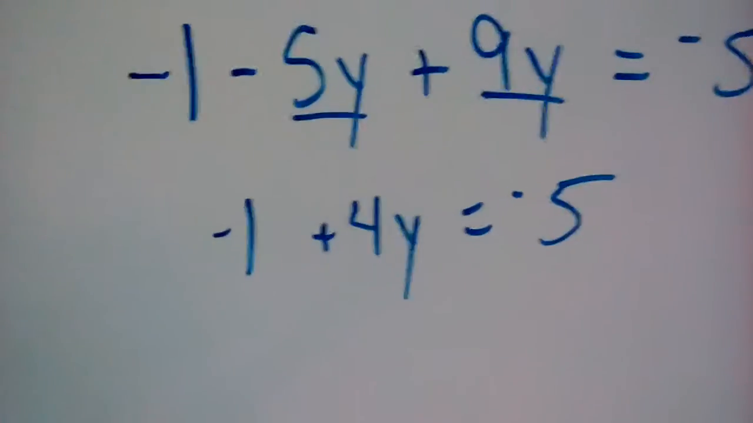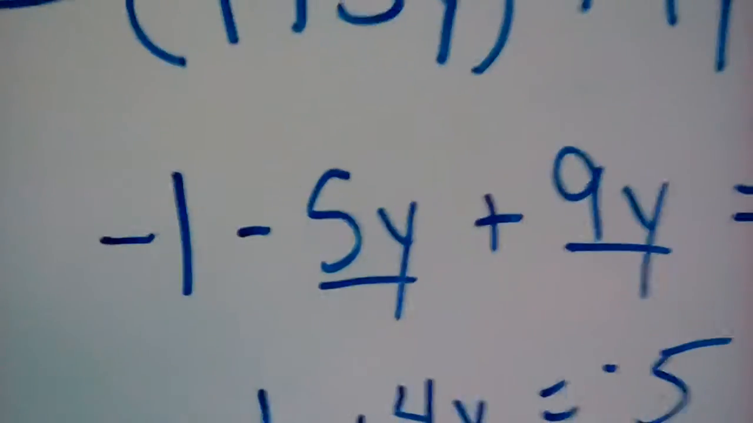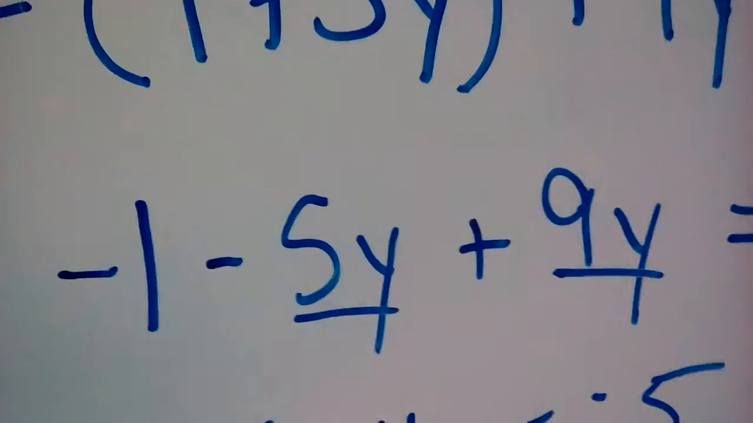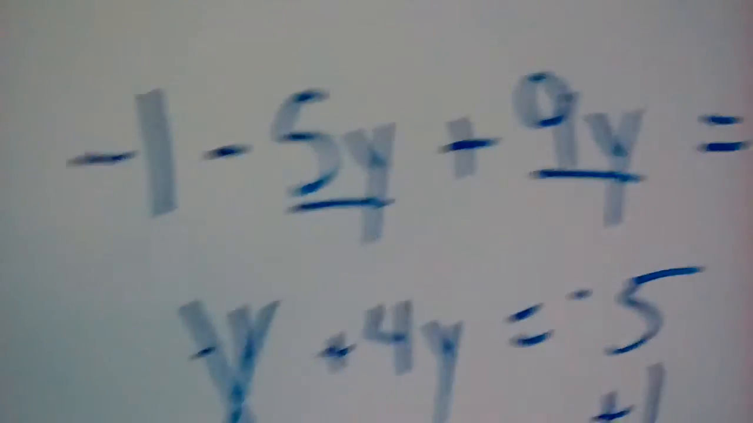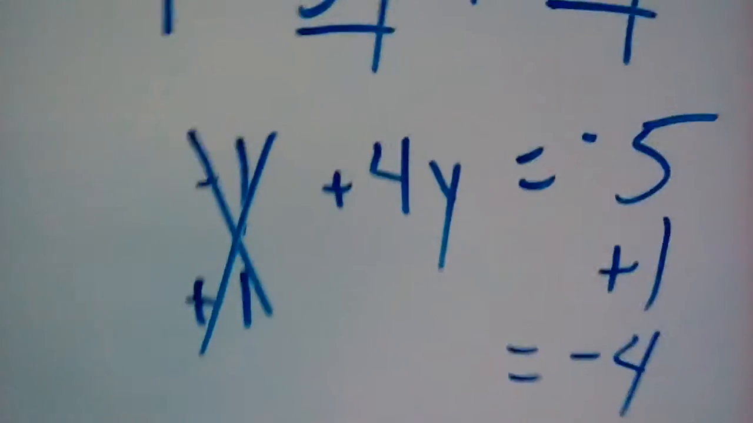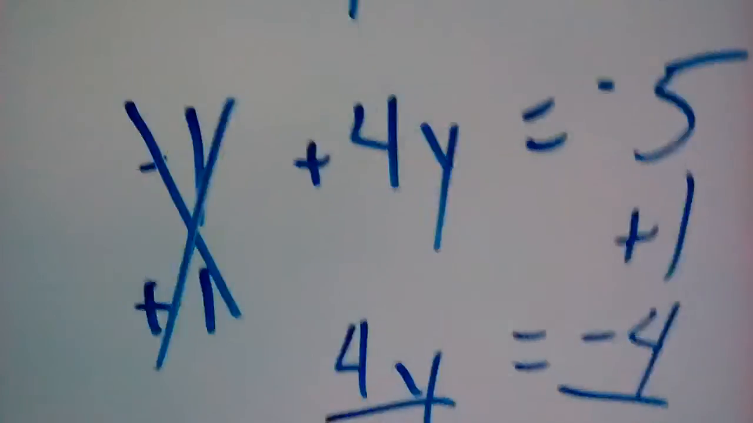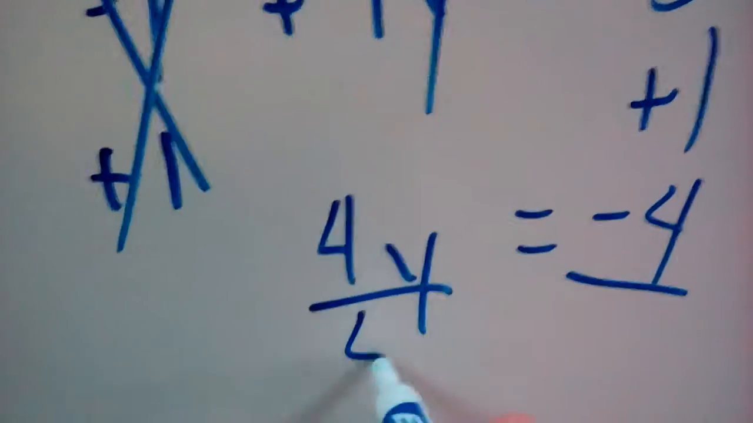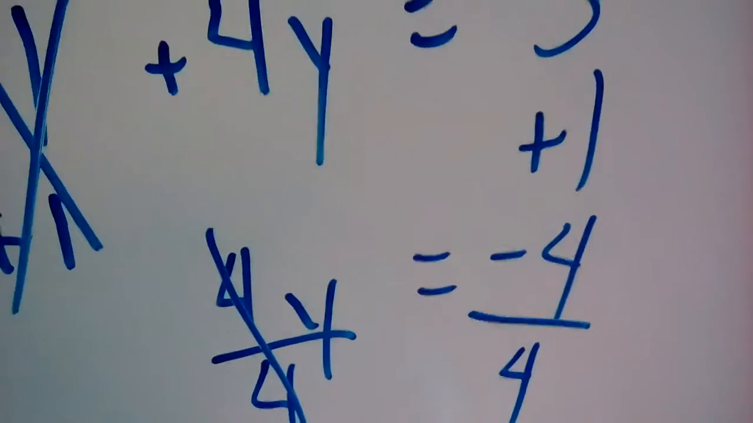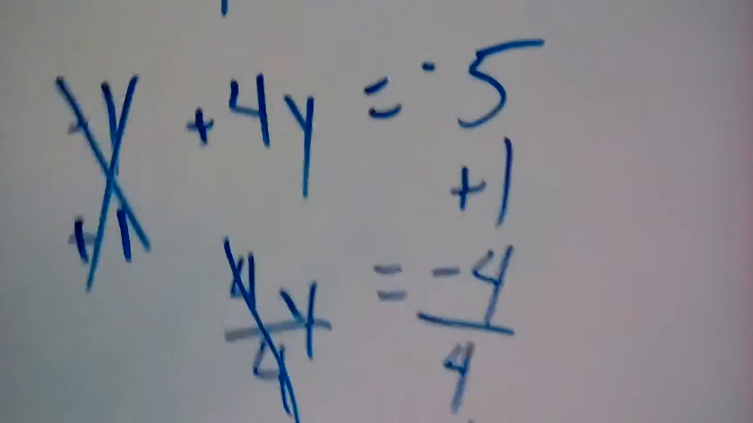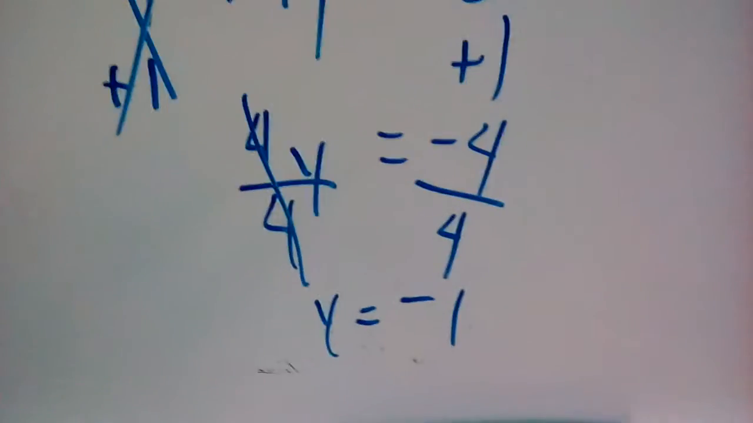So again, y wants to be by himself. He's just a big loner. To get rid of this negative 1, we're going to add 1. That cancels out, and then I have to add the 1 over here, which makes this negative 4. Then I can just bring down that 4y. Now, what is the opposite of multiplication? Division. That cancels out. So now y is equal to negative 1, because a negative divided by a positive is always going to be a negative. So y is equal to negative 1.